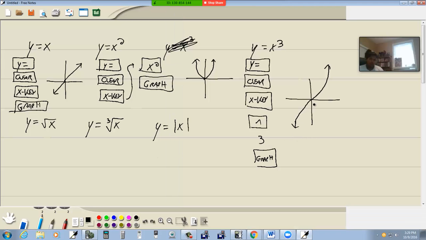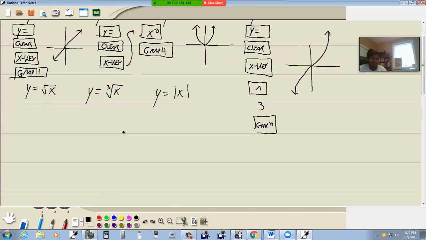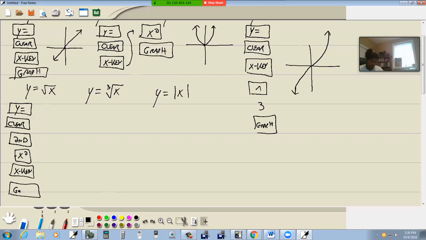And gives you more or less this. I'm not very good at sketching. Now square root of x. If we press Y equals, clear. To get to the square root, you have to do your second button, and then you push your x squared. And then you do your X key, and then you do your graph. And the square root would look like this right here.